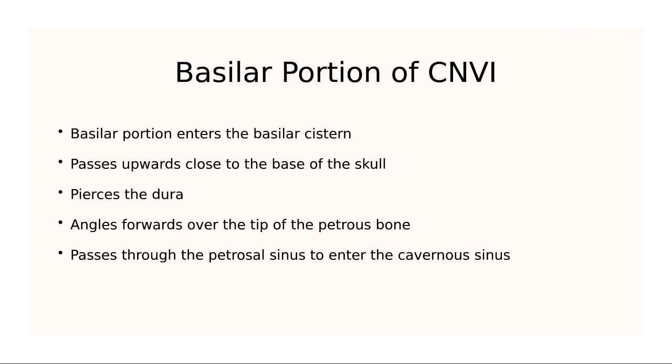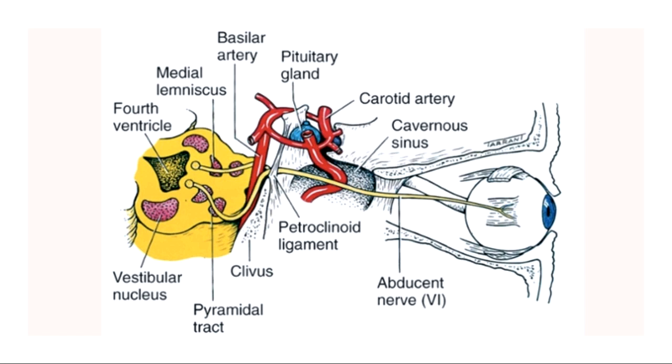The basilar portion of the sixth cranial nerve enters the basilar cistern and passes close to the base of the skull before it pierces the dura. It angles sharply forward over the tip of the petrous bone before it passes through the petrosal sinus to enter the cavernous sinus. And this is a picture of the course of the nerve, as you can see here.